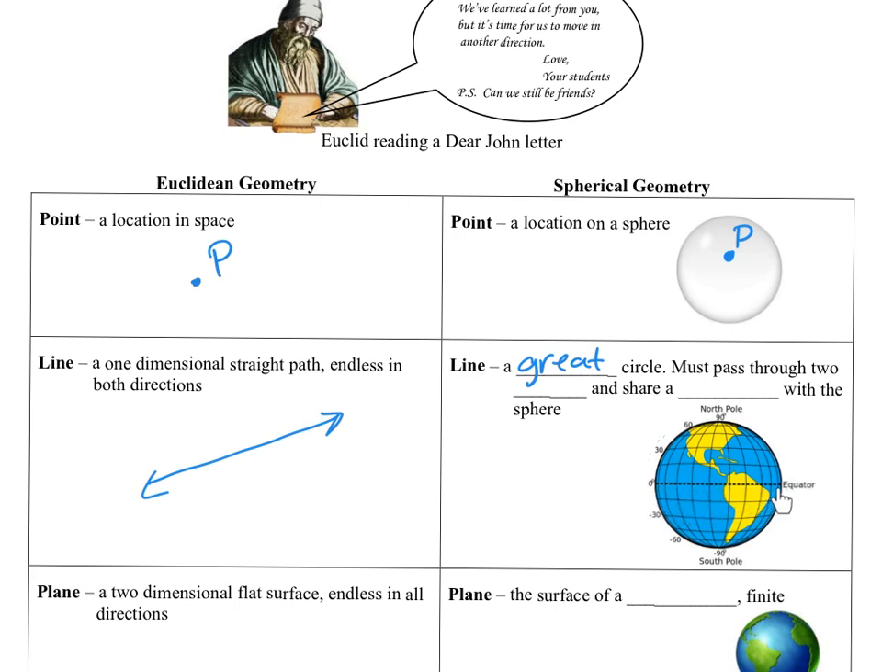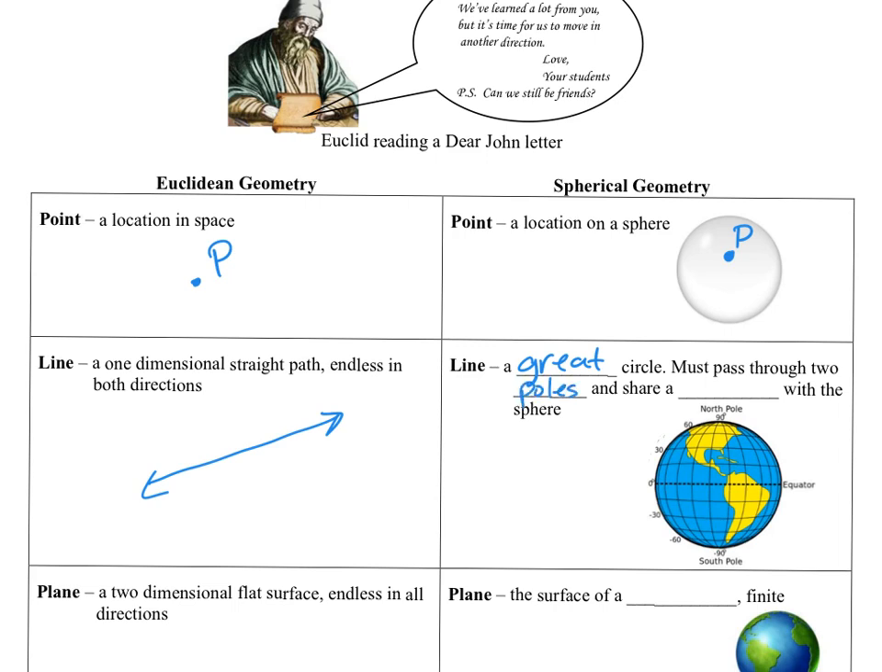A great circle would be a circle that has the same radius as the sphere. So the sphere and a great circle would share a radius. So the equator would be an example of that. And if you look at all these longitudes, those are also examples of great circles, because they would all be circles whose radii are the same as the radius of the sphere. So a line is a great circle, and it must pass through two poles.